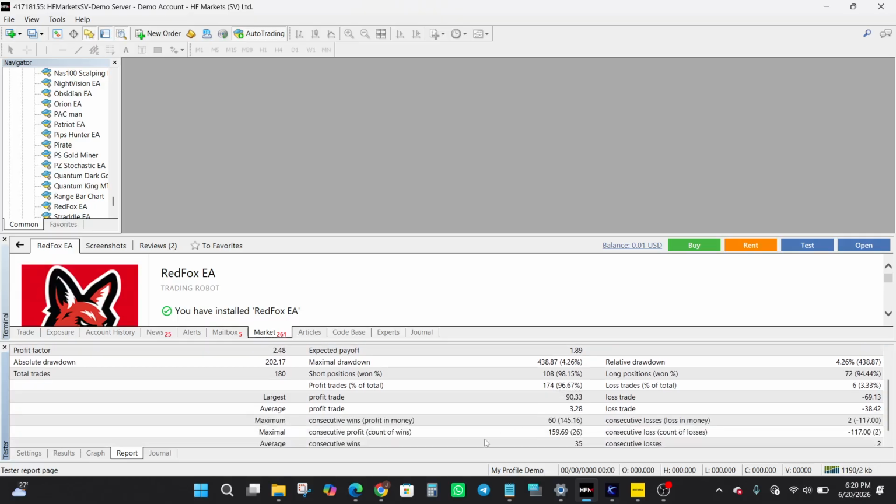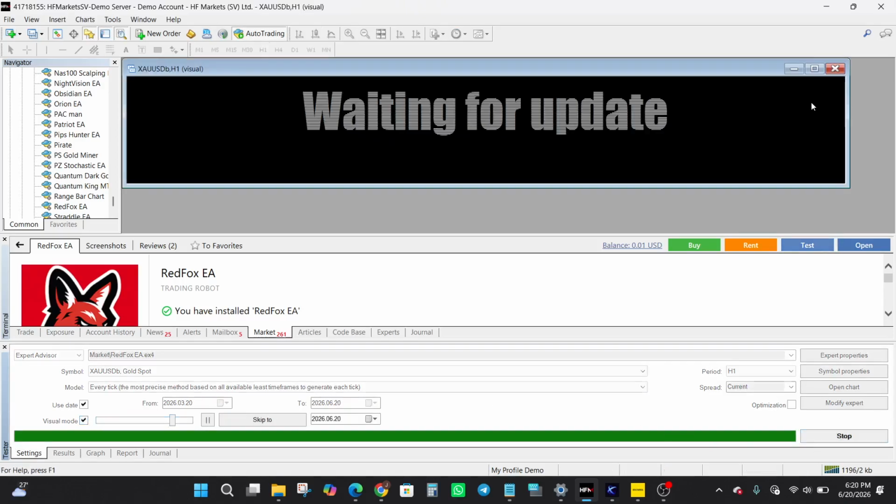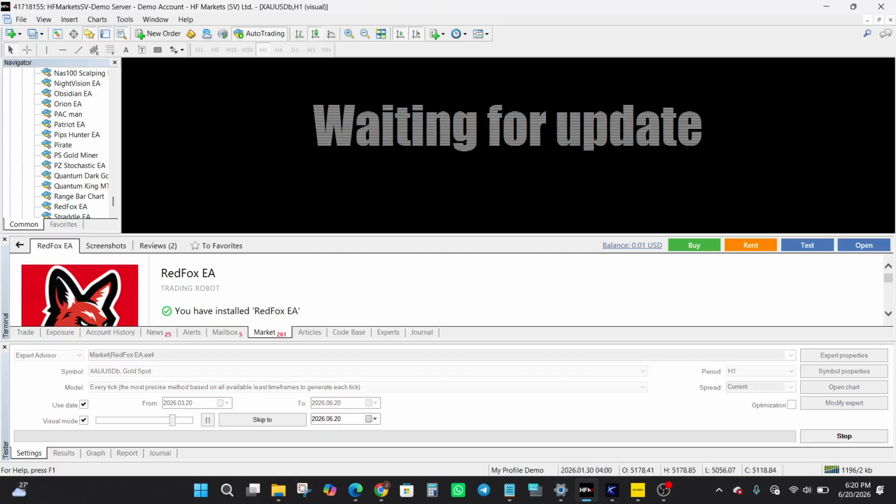And looking at the profits and losses, largest profit was 90.33, largest loss was 69.13, average profit was 3.28, and the average loss was 38.42. So that means that the risk to reward ratio was bad, was really bad. See the difference between the average profit and the average loss? Significant. Now let's head over to turn on the visuals. Let's see how this EA looks like in action.